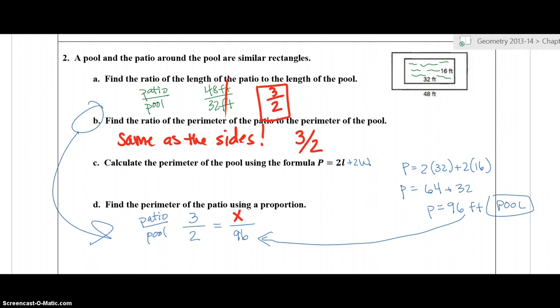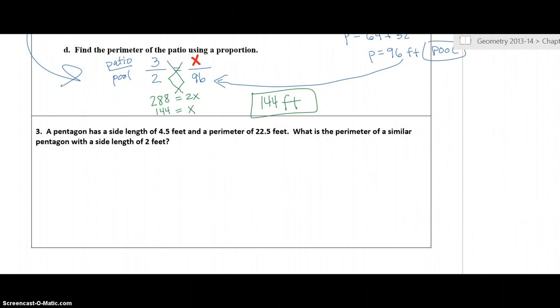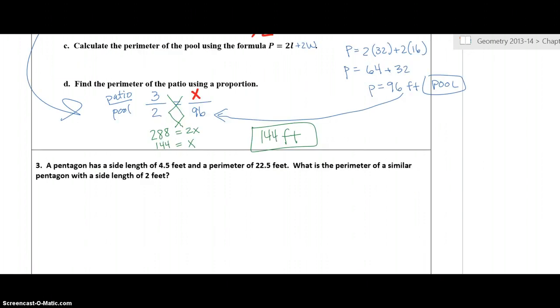How do you solve a proportion? Cross multiply. Should what you give for X be bigger or smaller than 96? Okay, why smaller? Why bigger? The patio is bigger than the pool, right? So make sure that your answer makes sense. Cross multiply and solve. Go. Check yours with mine. Any questions?